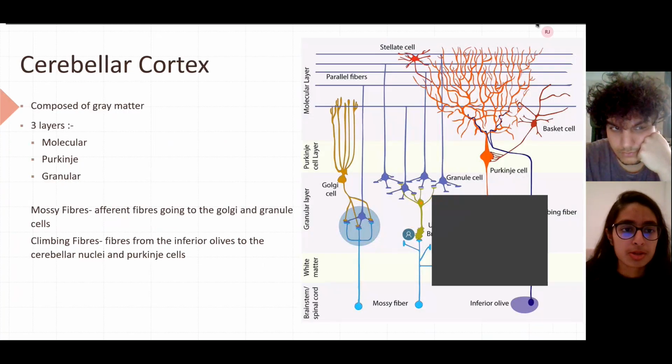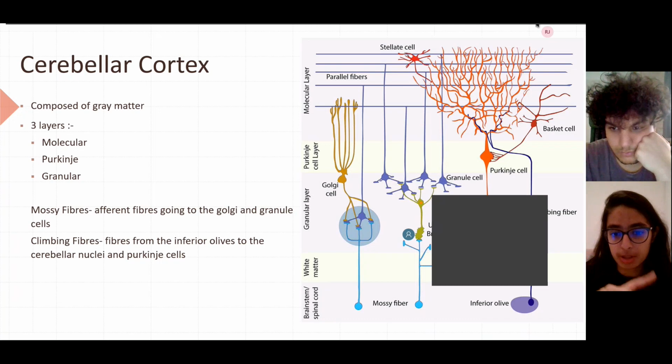Okay, so now let's talk about the two layers of the cerebellum. The outermost layer is called the cerebellar cortex, and it's composed of gray matter. It has three layers in itself. We have the molecular layer, which is the outermost layer. It's what you would see when you first look at the cerebellum. Then we have the Purkinje cell layer and the granular layer.